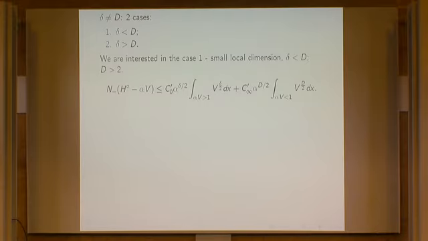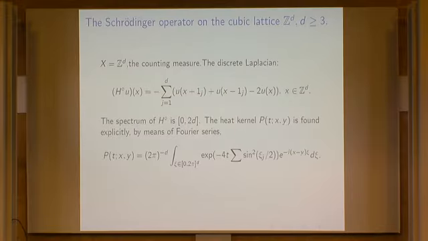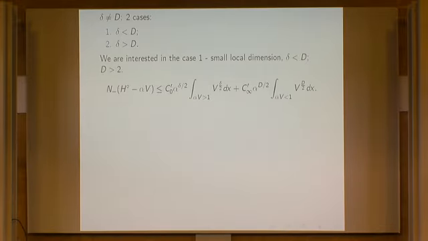Well, the interesting case is when this delta and d are different. It's possible that the local dimension is smaller than the global one, or the other way around. And in this talk, we are interested in the case 1, small local dimension. In this case, the general formula can be written in a more simple way.